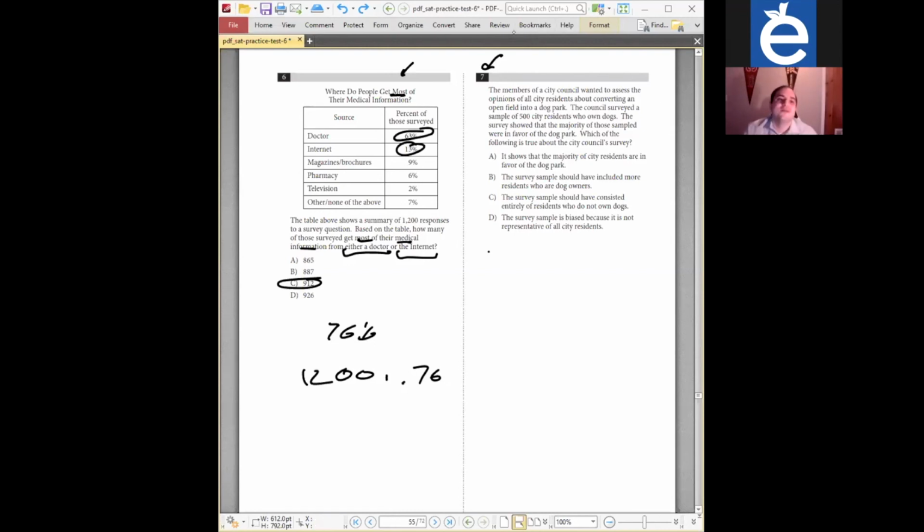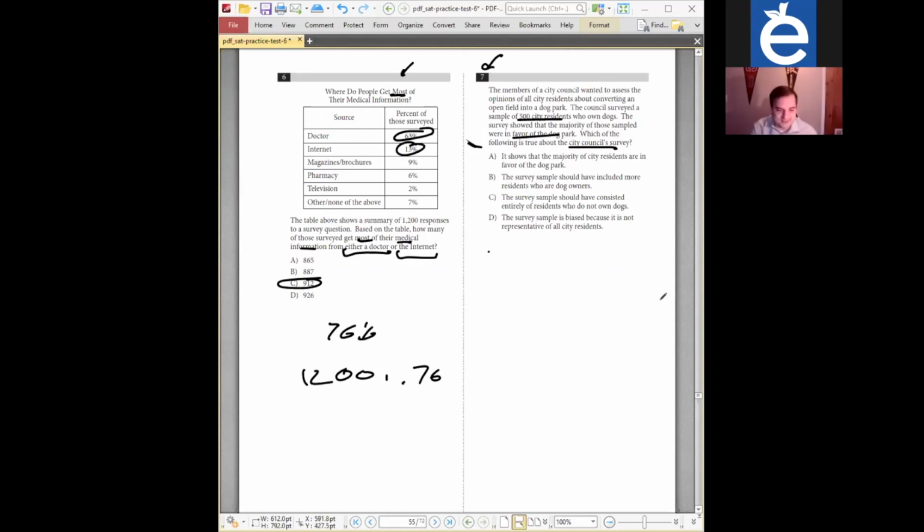All right, so the actual question. The members of a city council wanted to assess the opinions of all city residents about converting an open field into a dog park. The council surveyed a sample of 500 city residents who own dogs. The survey showed that the majority of those samples were in favor of a dog park. Which of the following is true of the city council's survey? So let's take a look at these one at a time. It showed that the majority of city residents are in favor of a dog park.